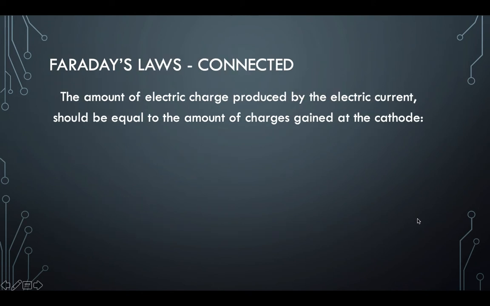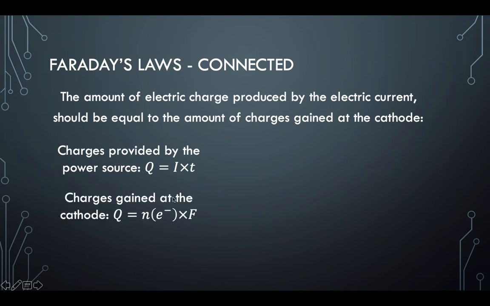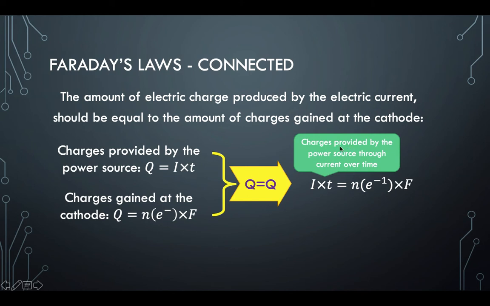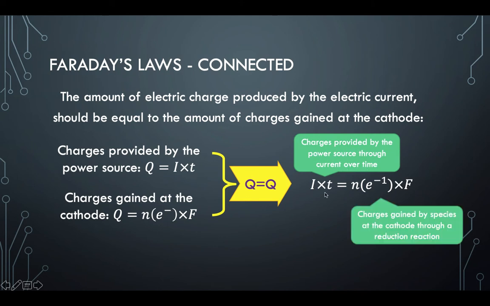So let's connect the two. The amount of electric charge produced by the electric current should be equal to the amount of charges gained at the cathode. We have the provider, we have the consumer, and what is provided should be what is consumed. So Q equals Q, that gives us this equation. On the left-hand side, we have the charges provided over time, and on the right-hand side, we have the amount of electrons being gained, and overall, they should be equal.